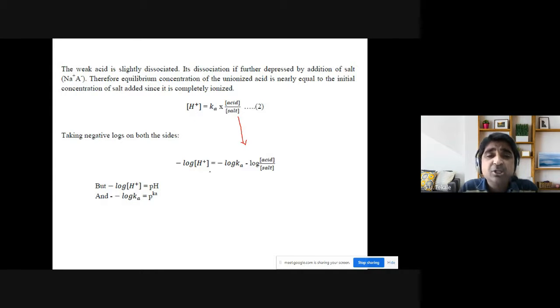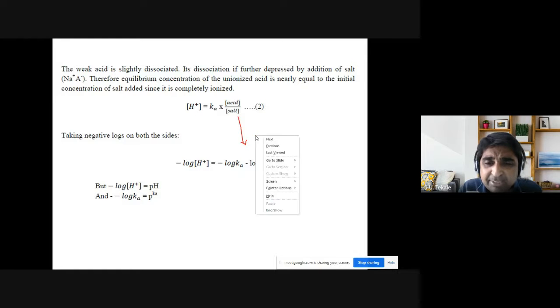So here, minus log of H plus will be equal to... this is a product term. We want to keep this fraction as such in the log term. And this is a logarithm of m into n. So logarithm of m into n is log m plus log n, right? So minus log of H plus is equal to minus log of Ka minus... it can be written in this way. Let us write.